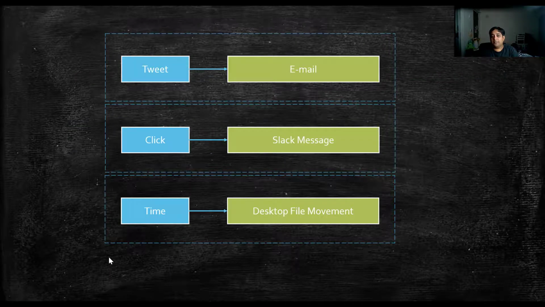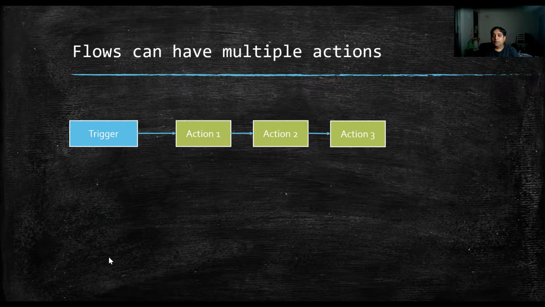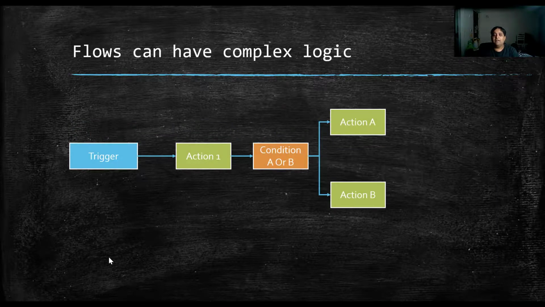But for all of these three different types of flows, which again are ways to visualize a task, all of them have a trigger component and an action component. Now, flows can obviously have multiple actions. So you can have one trigger, but you can have multiple actions that follow that trigger.